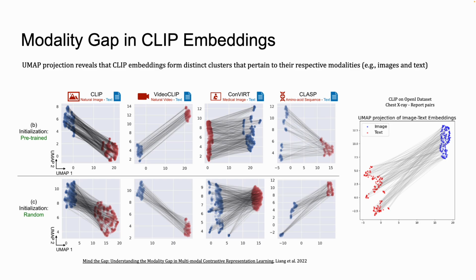The modality gap in CLIP embeddings is an interesting phenomenon. It was found that when we plot the UMAP projection of the embeddings from CLIP, they form distinct clusters corresponding to their modalities. So, for example, images and text form separate clusters, and it was observed that this also transfers to other types of CLIP, like when we have videos and text, and also in the medical domain, for example, when we have chest X-rays and the radiologist reports of the corresponding X-ray.